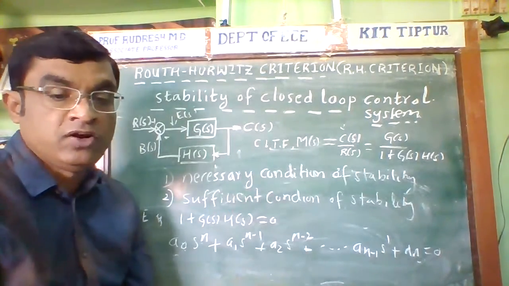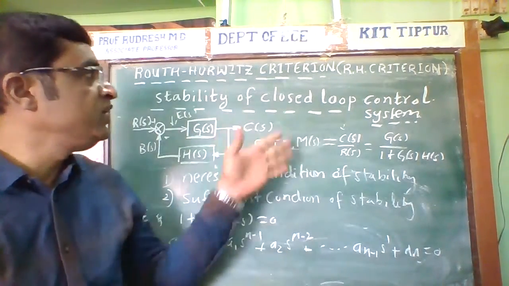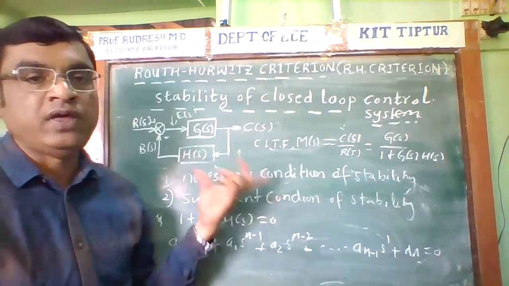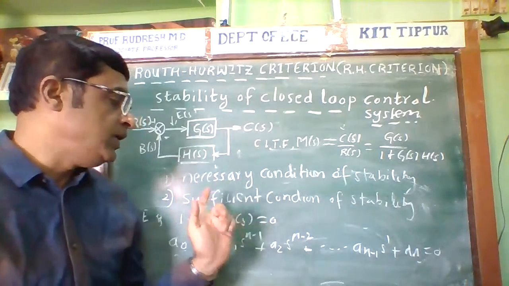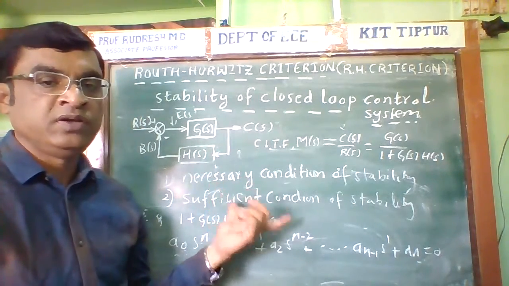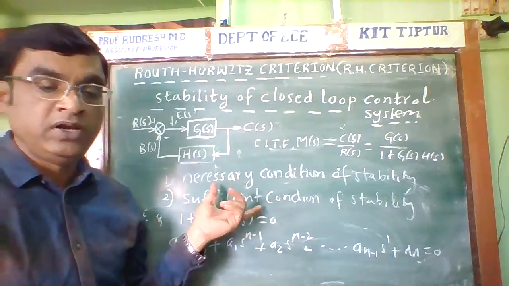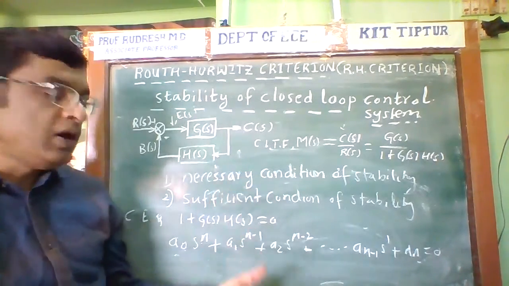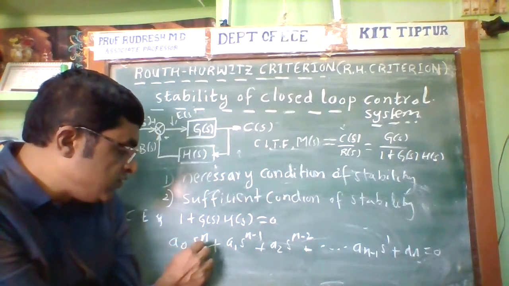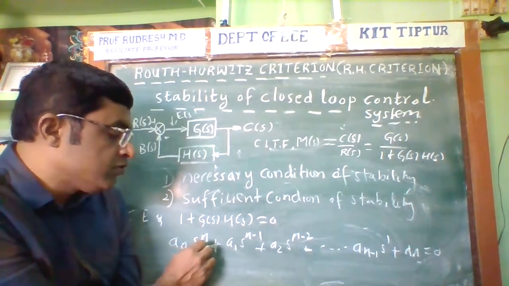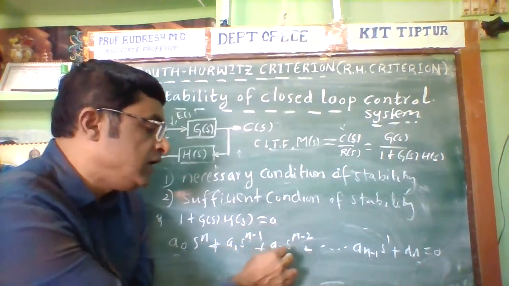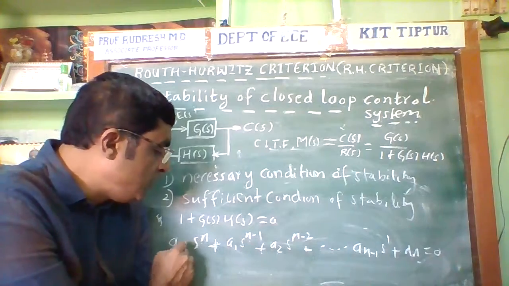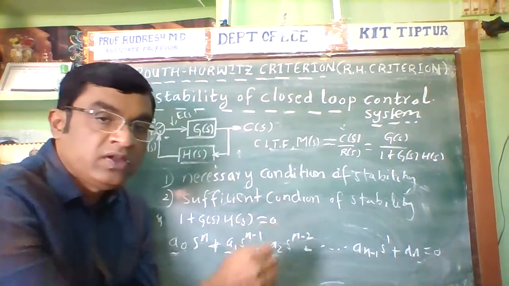Now what is the necessary condition of stability? By using the RH criteria, how do we verify the system stability? For the given characteristic equation, verify the necessary condition of stability and also the sufficient condition. The necessary condition is that all the coefficients of the polynomial must be positive. This is the polynomial a0 s power n plus a1 s power n minus 1 and so on, plus an. Here a0, a1, a2 are the coefficients.